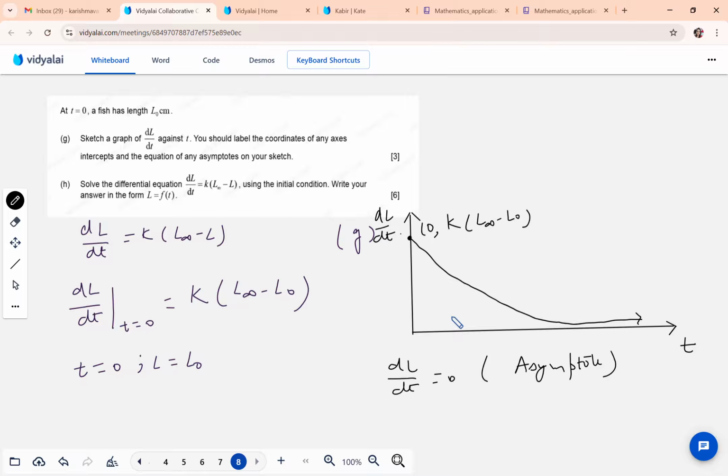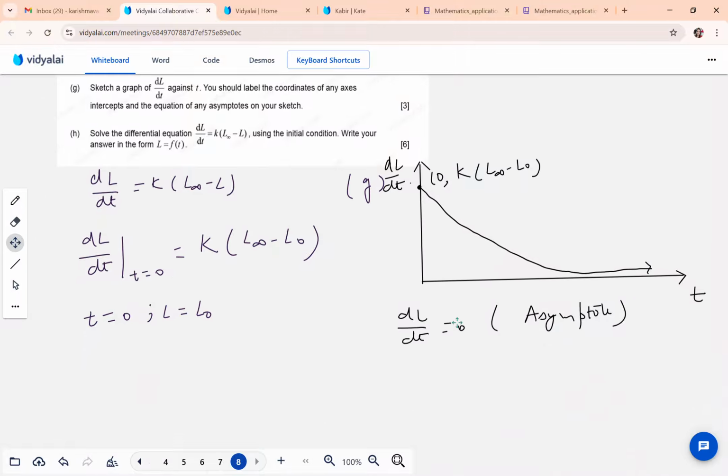Okay, fine. So that's all for this. We have marked all the asymptotes and intercepts. Now let's see the next part. Solve the differential equation dL/dt equal to k times (L infinity minus L) using the initial condition. Write your answer in the form L equal to f of t.